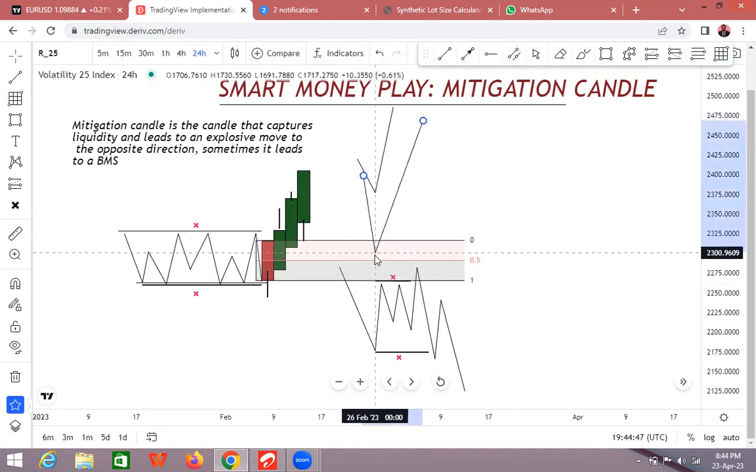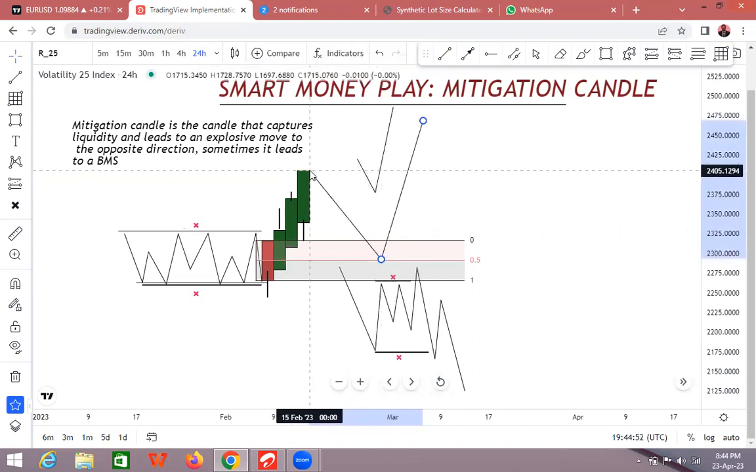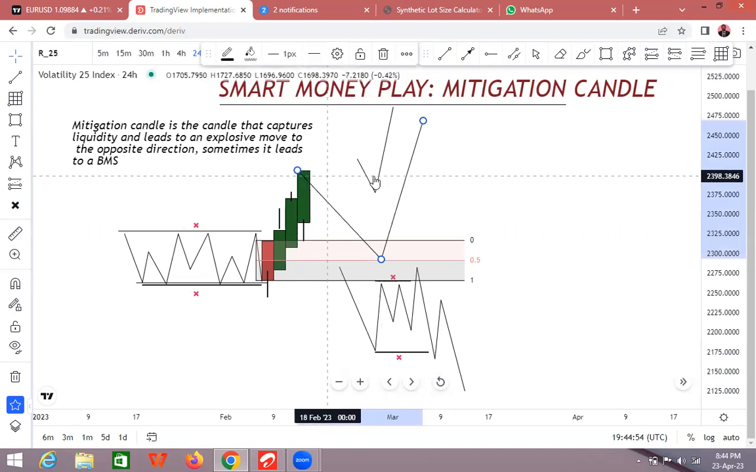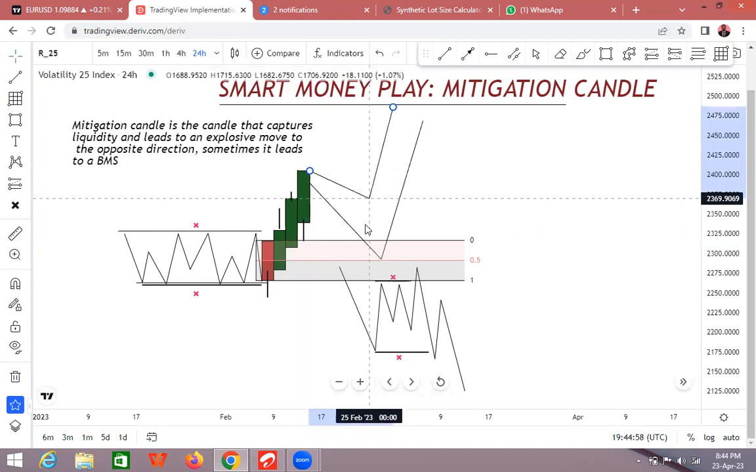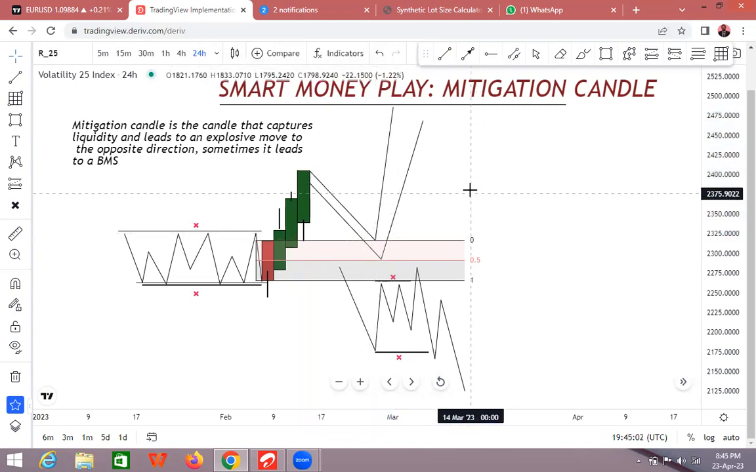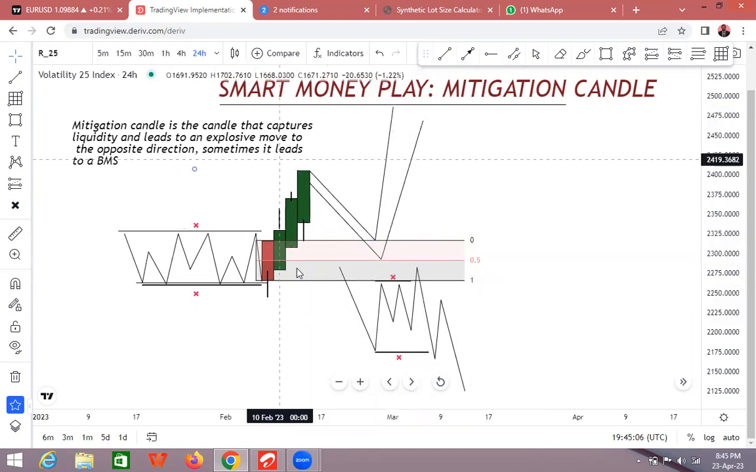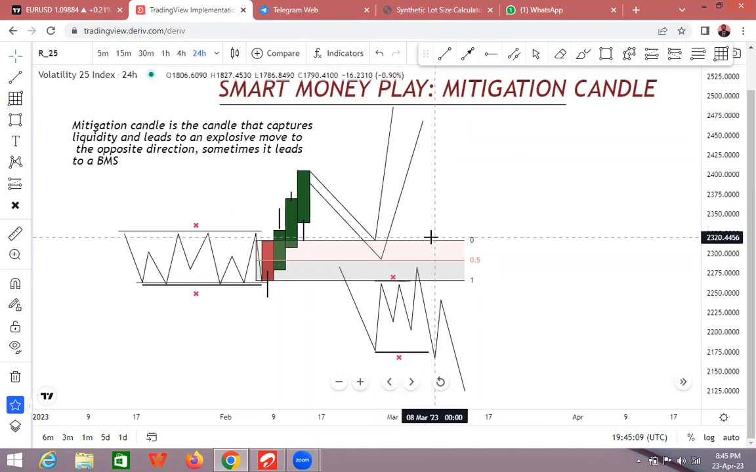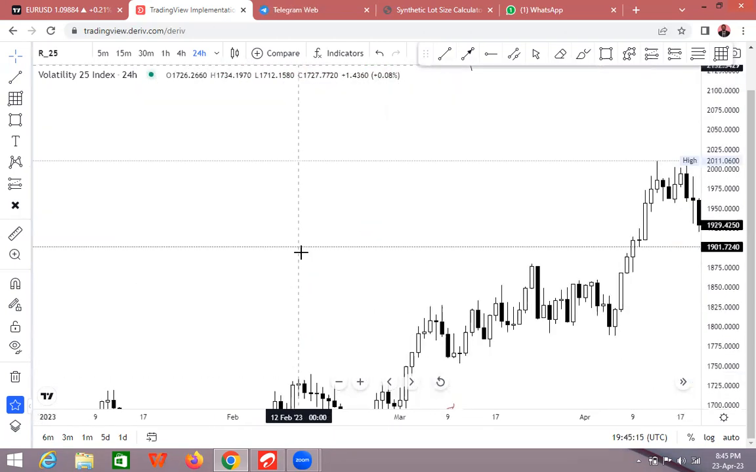Price will now come to the 50% of this mitigation candle because they have their orders resting here. Unmitigated orders are still here. So we expect that price will come to either 50%, tap it, and then price will rally away. This is the concept of mitigation candle. Most of the time, it will lead to a break in market structure. Now, let me push this up.